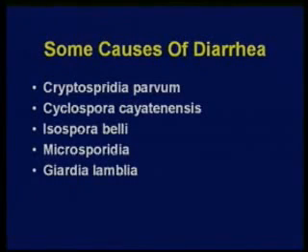Okay, here are some causes of diarrhea: Cryptosporidium parvum, Cyclospora cayetanensis, Isospora belli, Microsporidia, Giardia lamblia. Now, anyone can get diarrhea, even you. But for someone who's immunocompetent, the diarrhea is usually self-limiting. Patients with Cryptosporidia can have diarrhea for months.